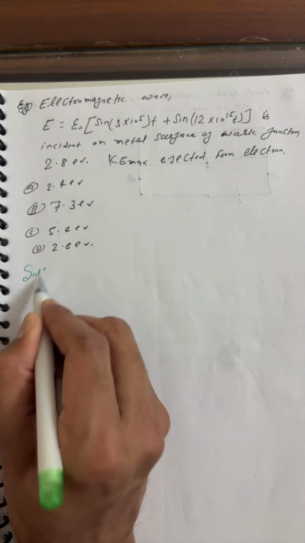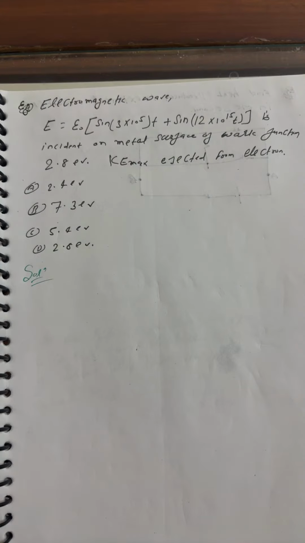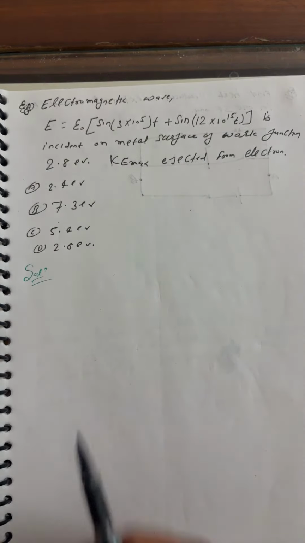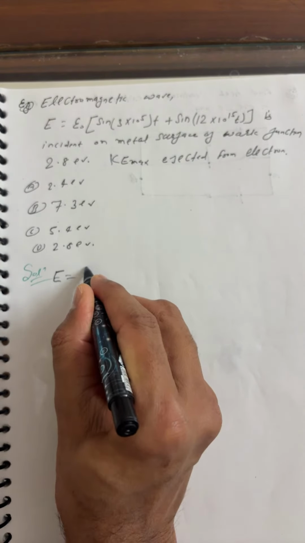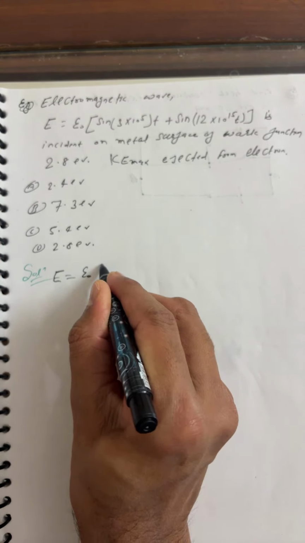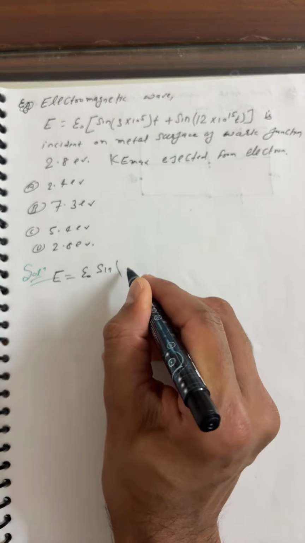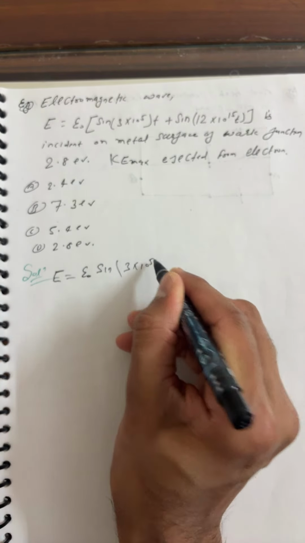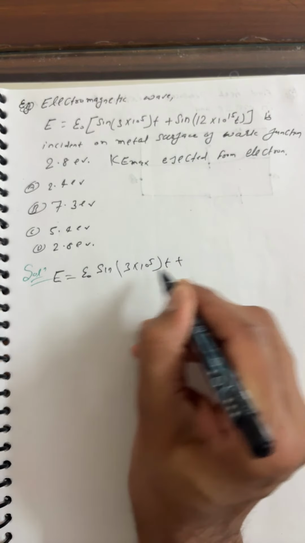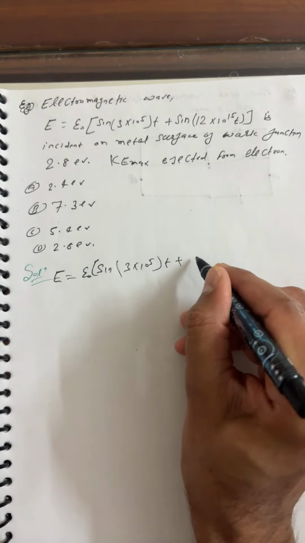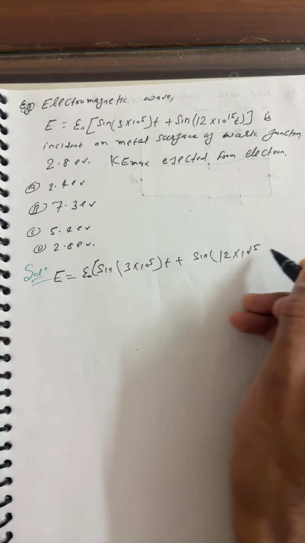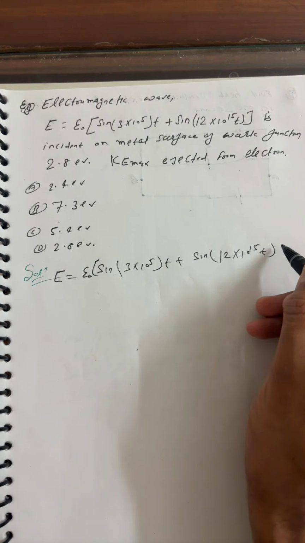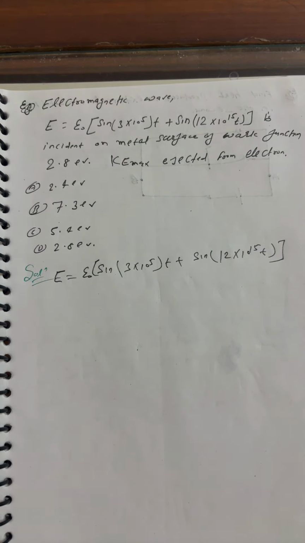What's the solution? Students, you can first write the electromagnetic wave as usual. For this condition, you can write E equals E naught sine of 3 into 10 to the power 5 t plus sine of 12 into 10 to the power 15 t, right, beta? This is the electric field equation.